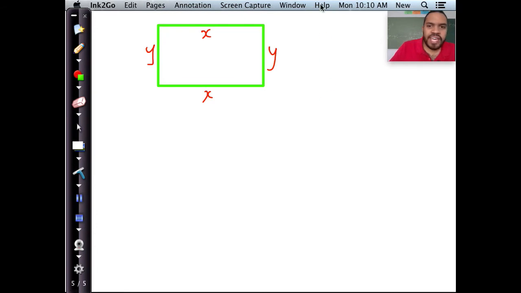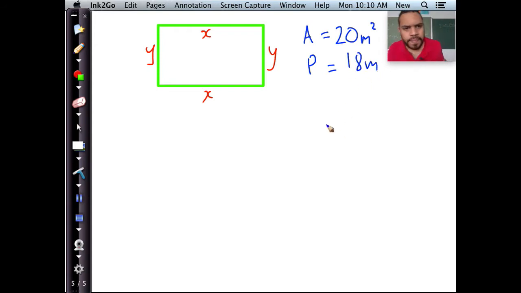So I'm going to give you the area of the rectangle. The area is equal to 20 square meters. And the perimeter of this rectangle is equal to 18 square meters, right? Okay. So can anybody tell me, how do we solve this? What has been given to us? Area has been given and perimeter has been given, right?